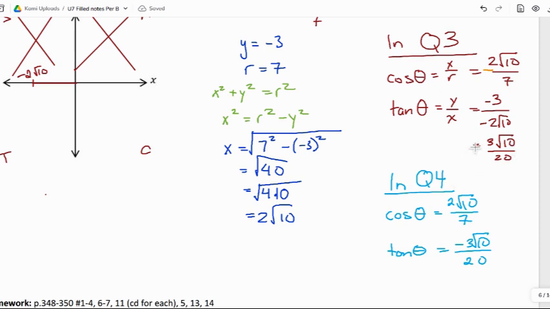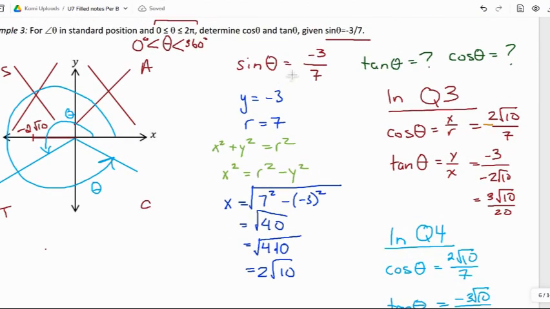Okay. So what we've seen is when your sine ratio is negative, you can either have an angle in quadrant 3 or you can have an angle in quadrant 4. There's 2 possible angles that satisfy this ratio. Why did you just say cos and tan? Is that just the signs already given? That's correct, because it says determine cos and tan given the sign.